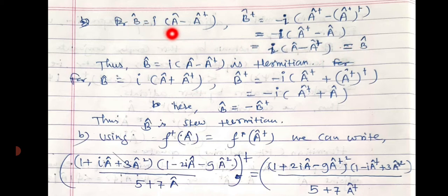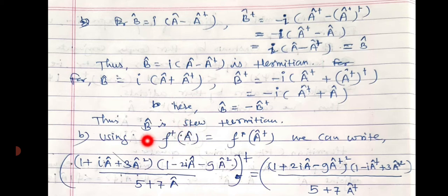So here this is again Hermitian. Now for the third part, B is i times (A plus A dagger). If we take its Hermitian conjugate, B dagger is equal to i, its complex conjugate is minus i, then A dagger plus A dagger's dagger, so that is minus i times (A dagger plus A). Since A dagger's dagger is A, B is equal to minus B dagger if we compare these two. So we can say B is skew Hermitian.